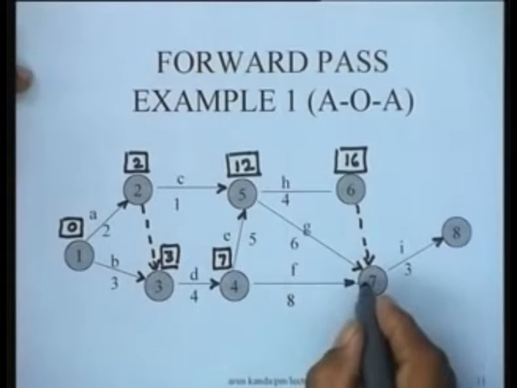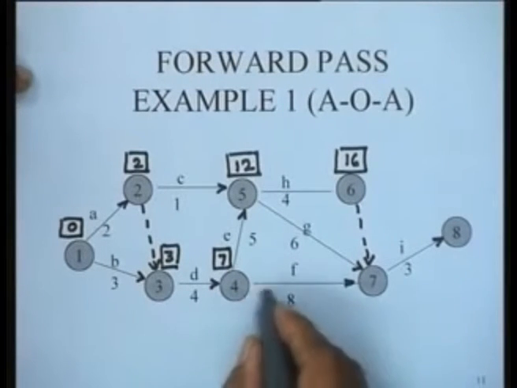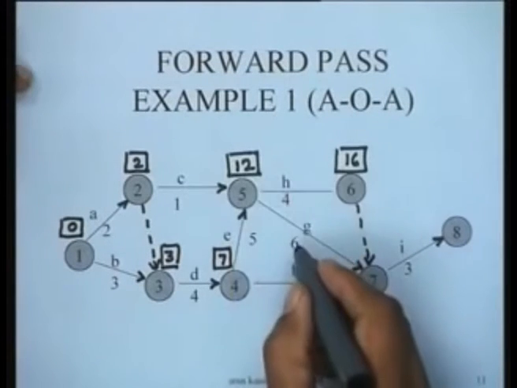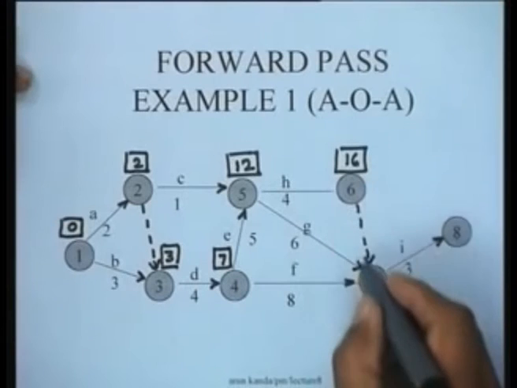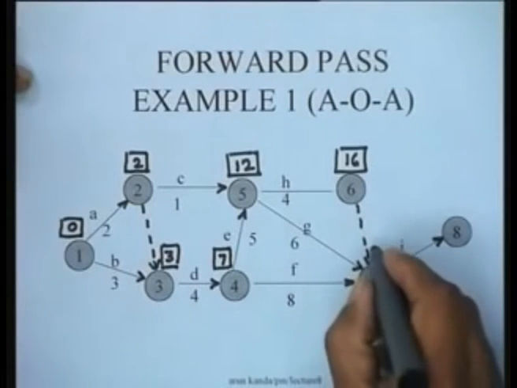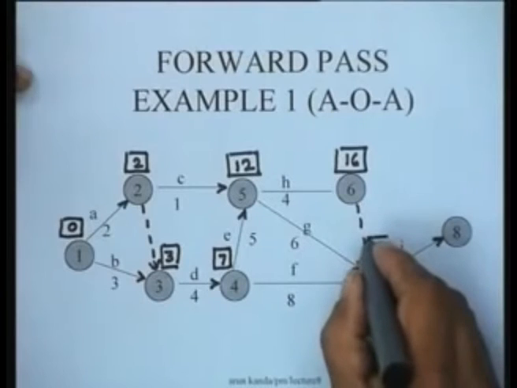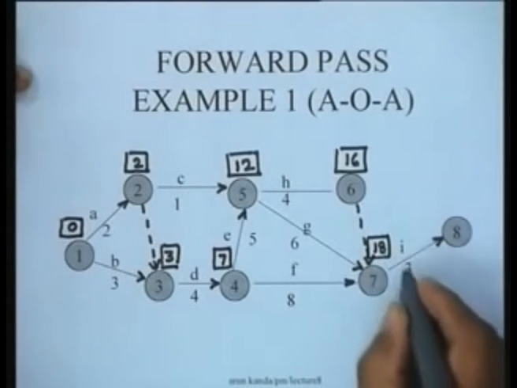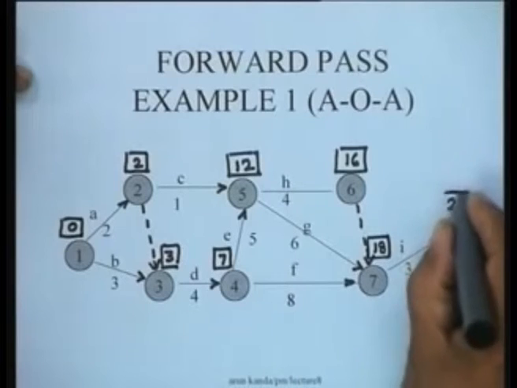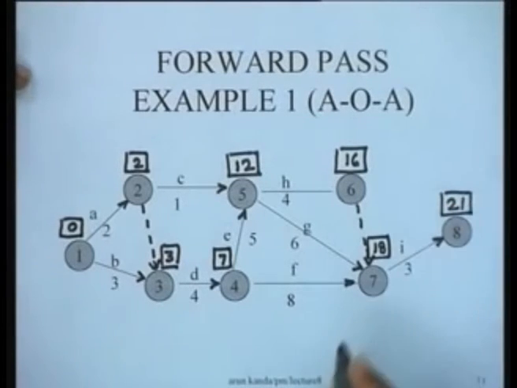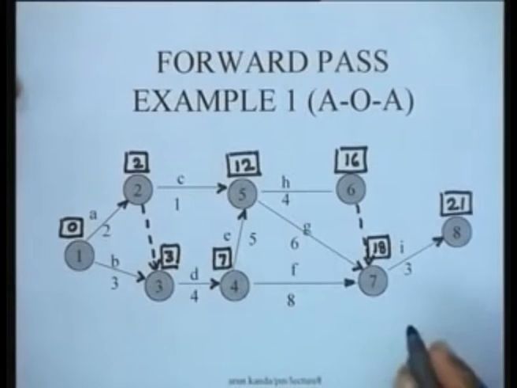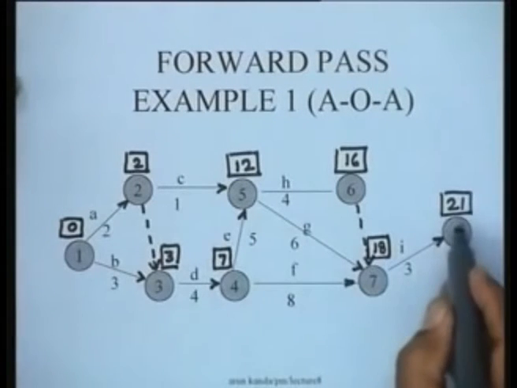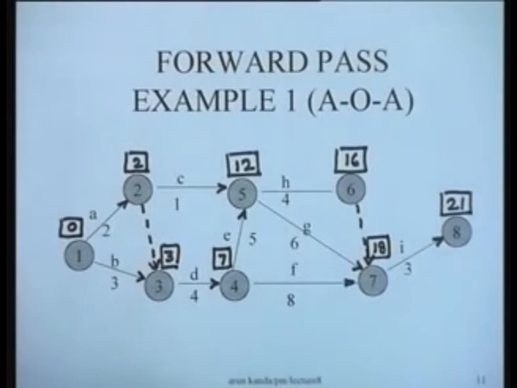And then when you come to this node, it has 3 predecessors. So 7 plus 8 would be 15, 12 plus 6 would be 18, and this 16 plus 0 would be 16. So the largest is 18. So this number would be 18, and 18 plus 3 is 21. This is the completion of the forward pass. The forward pass indicates that the project duration is going to be 21 days, right? That is the minimum time in which the project can be accomplished.